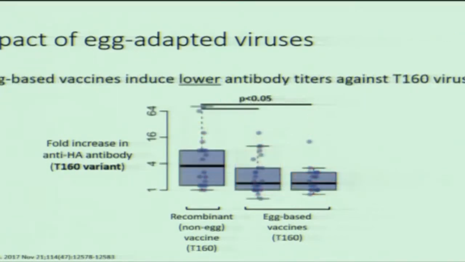But then when they looked at whether the vaccines could elicit antibodies against the T160 virus, you can see that the egg-based vaccines were substantially inferior to the non-egg-based vaccines, which lends credence to the hypothesis that in the egg-based vaccine, that virus actually reverted to the old version of the virus and therefore generated antibodies against the wrong strain of the influenza virus and therefore contributed to the decreased vaccine effectiveness in that year.